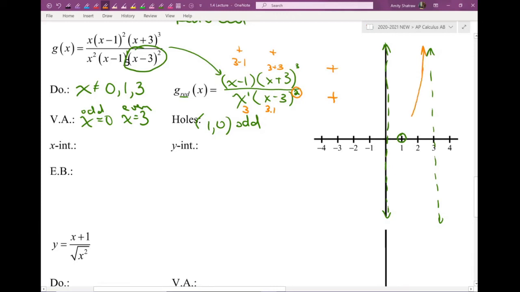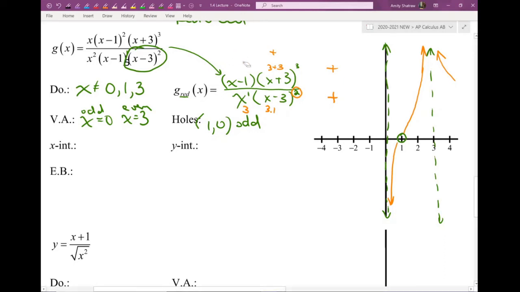The other thing I'll say is that I know something now about the other side. That other side is being forced to go through because I knew that my hole was at 1 and I knew that it was an odd hole, meaning that it goes actually through. So that root is odd, means it goes through. And if it's going to go through, then it has to go down to negative infinity on the other side. Now, this part also will have that kind of behavior on the other side, but I'm not exactly sure. I haven't talked about end behavior yet.